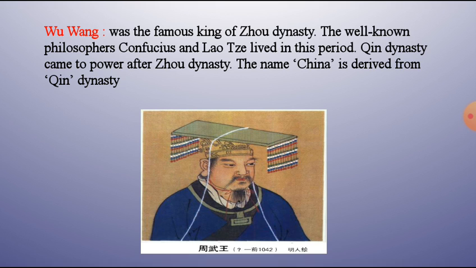Wu Wang was the famous king of the Zhou dynasty. The well-known philosophers Confucius and Lao Tzu lived in this period. The Qin dynasty came to power after the Zhou dynasty. The name China is derived from the Qin dynasty. The Qin dynasty, or Qin state, is known for its prosperity. It was ruled by the foreigners.